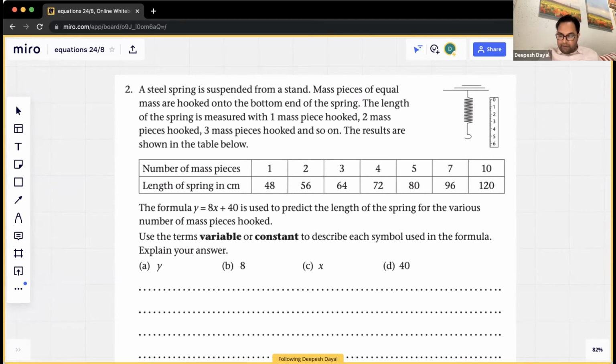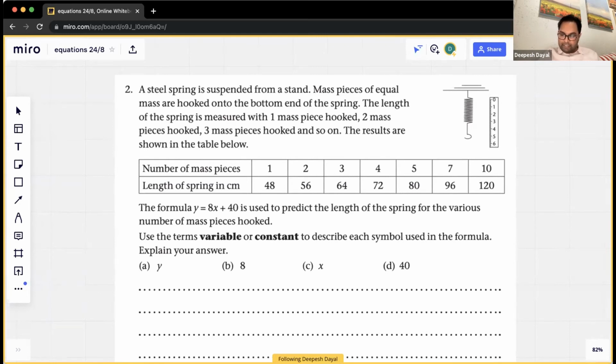Use the terms variable and constant to describe each symbol used in the formula and explain your answer. So I'm just going to quickly read it again. It says the steel spring is suspended from a stand, and mass pieces of equal length, equal mass, are hooked onto the bottom end of the spring. The length of the spring is measured with 1 mass piece hooked, 2 mass pieces hooked, 3 mass pieces hooked, and so on. The results are shown in the table below.